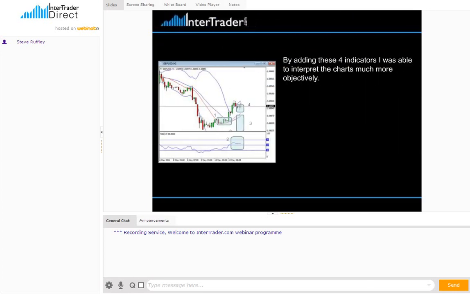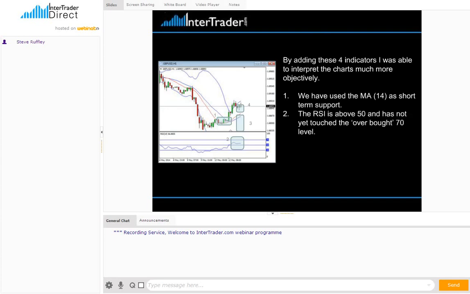So by adding the four indicators that I've talked about, we can interpret charts much more objectively. And these things are not difficult to understand. Firstly, we have the moving average. A 14-period moving average is just that. It's back to maths that you did at school, over 14 periods. This red line shows you the average price. When we're below it, the market goes down. When we're above it, the market goes up. Pretty simple.